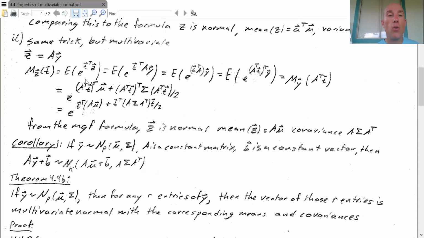My goal is to manipulate this into a format that I recognize. And once I recognize it, I can just declare what the distribution is. Okay, so by the definition of moment generating functions, this is going to be the expected value of e to the t transpose z. Well, once I get here, I know what z is, right? Z is A times y. So I replace z with A times y.